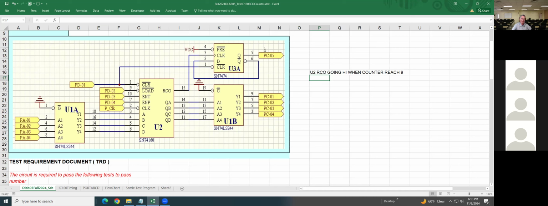That means I'm adding U3. U3, that's a D flip-flop. Preset connects to logic 1. Clear: PD01 connects to clear of U3. That will be telling you. When you clear, then U3 pin 5 must be 0. Correct?